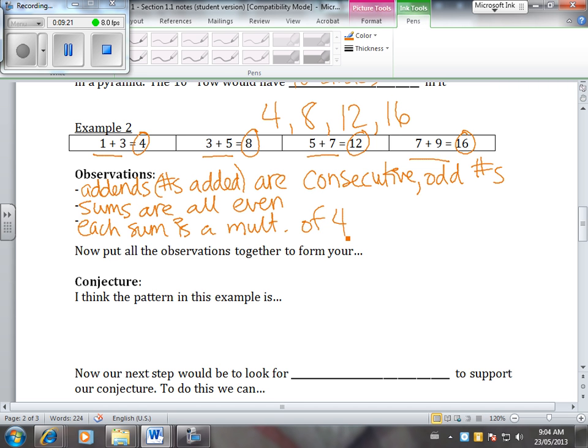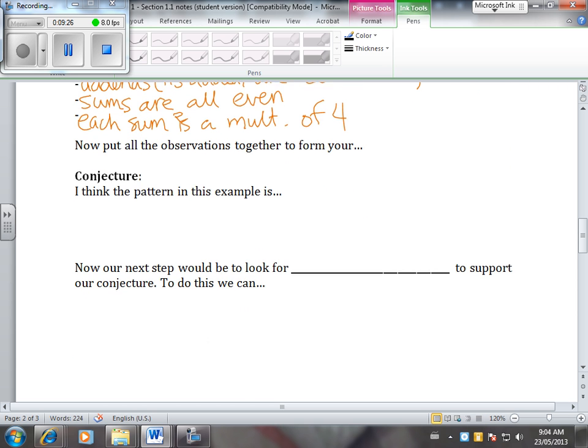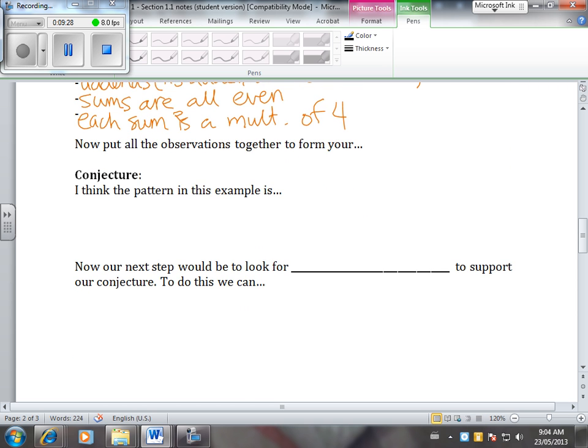Okay, so then we'll put all our observations together, and that's why it's nice to get as many observations as you can, because then your conjecture can be quite thorough. And if you spend time on your observations, writing your conjecture should be quite easy. So I'm going to put all those things together and say that the pattern is the sum of consecutive odd numbers is a multiple of 4.